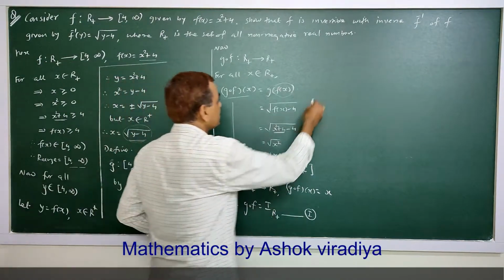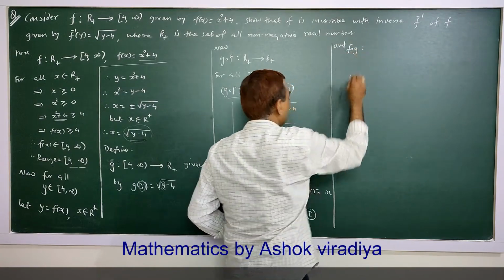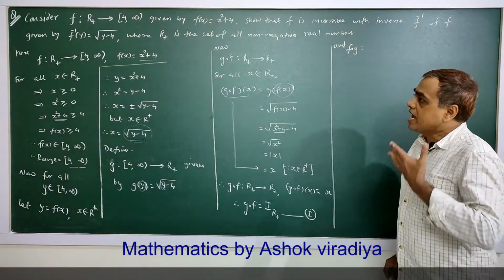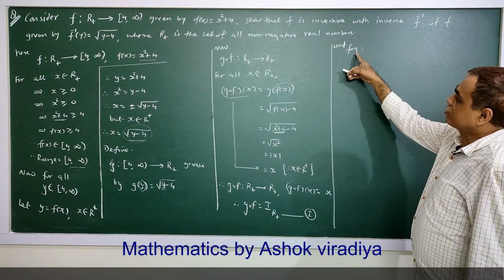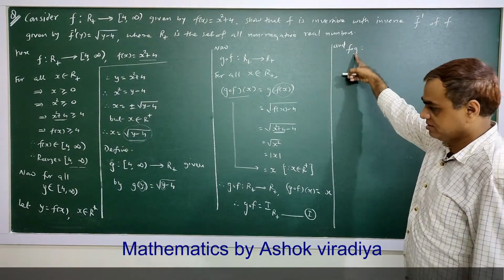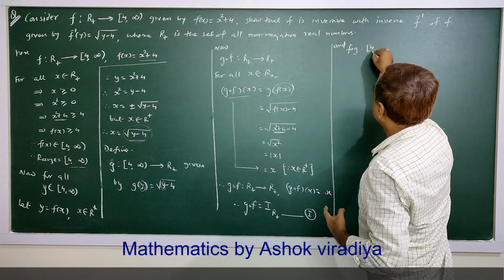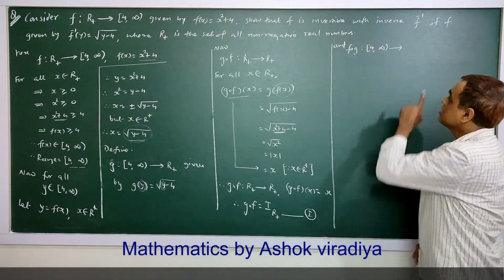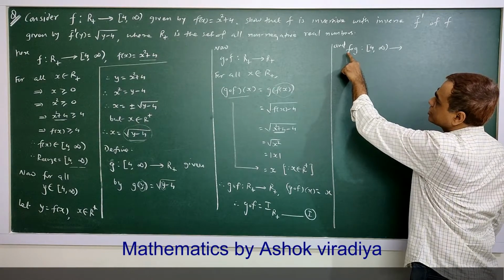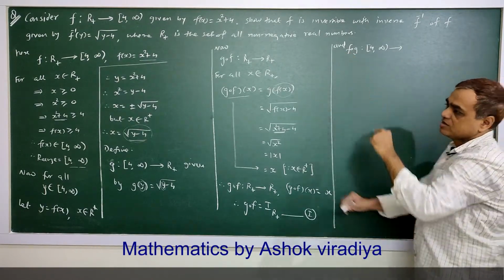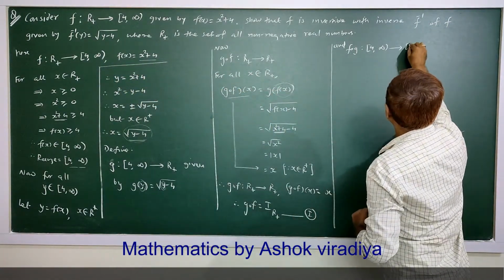Now the second condition, f∘g. Here we keep the domain of the first function and the codomain of the second function. What is the first function here? It is g. Its domain is the closed interval 4 to infinity. The codomain of the second function is 4 to infinity. So here 4 to infinity.